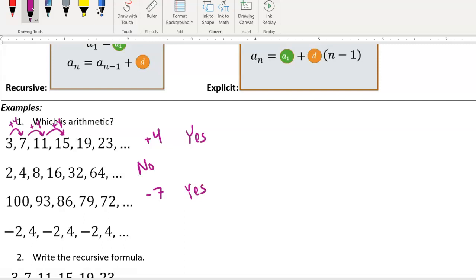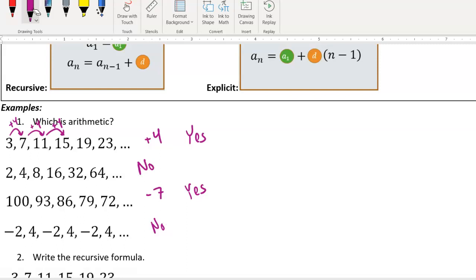Now this next one obviously doesn't. It's alternating between -2 and 4, -2 and 4. It's a sequence, but it's not one where we're multiplying by -1 each time. We're just alternating between a -2 and a 4, and so on. So this is not an arithmetic sequence. Okay, so now the next question is going to ask us to write a recursive formula.